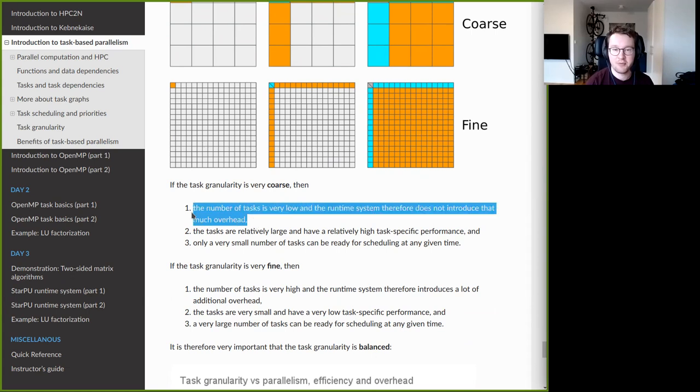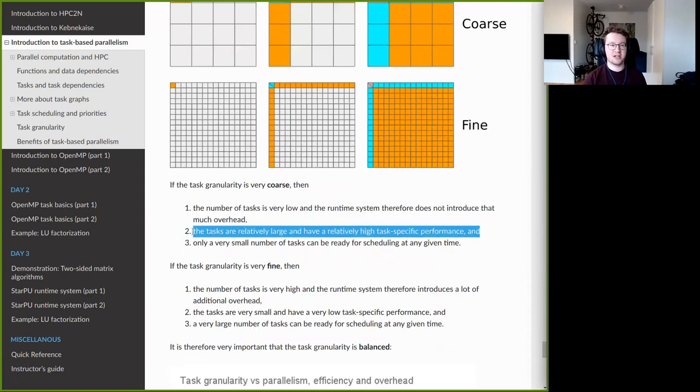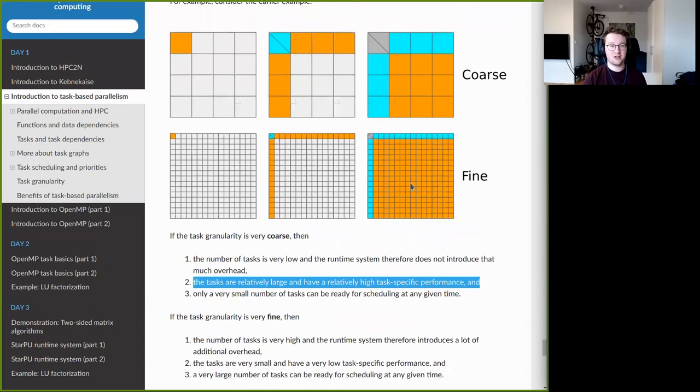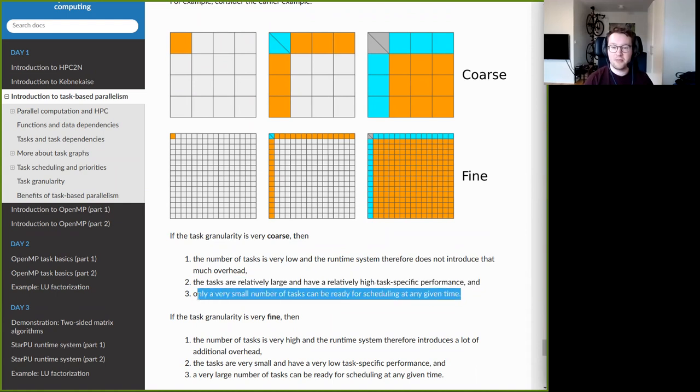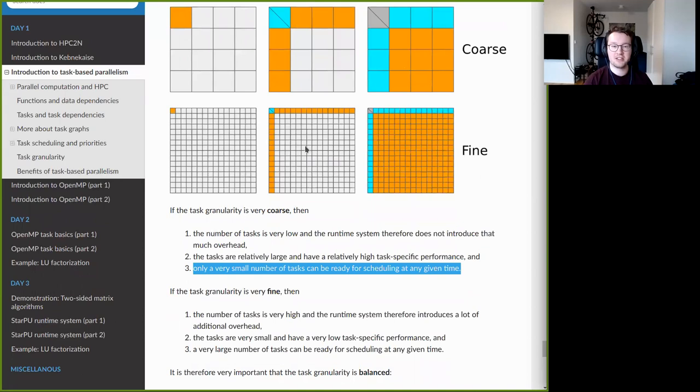The first is that the number of tasks is very small, therefore there is practically no overhead from the runtime system at all. The second thing that will happen is that each task will actually perform slightly better, because this algorithm relies on a library called BLAS, and BLAS usually gives you better performance when the operations are larger, excluding this diagonal block here, but I will ignore this minor detail. The third is that the number of tasks ready for scheduling at any given time is going to be quite small. For example, here you can see that the number of tasks we can schedule at this point would be 9.